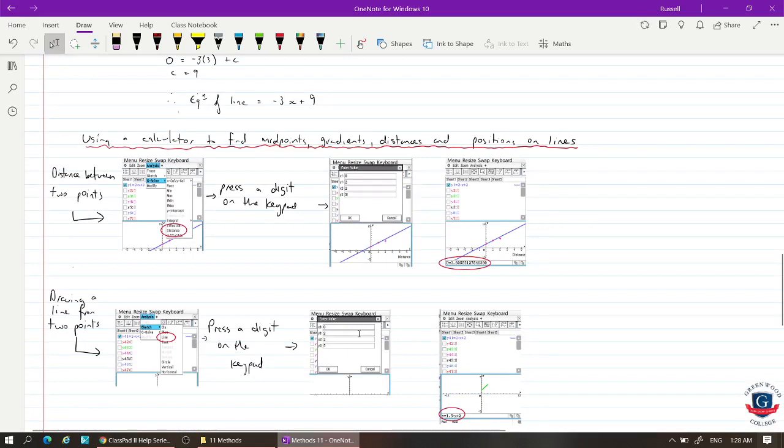Now you can use your calculator to do much of these if it's in a calculator section. If we're looking for the distance between 2 points, put in the equation of the line as per normal, go G-Solve and press distance. Now to get this window up, you actually have to press a number. So if we're looking at it between (0, 2) and (2, 5), press a digit, it'll bring up this window here. 0, 2, 2, 5, yeah, that's right. And press OK, and the distance will come up at the bottom here. In this case, the distance between A and B, (0, 2) and (2, 5), is 3.6.